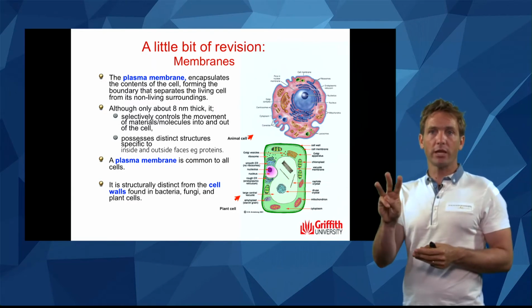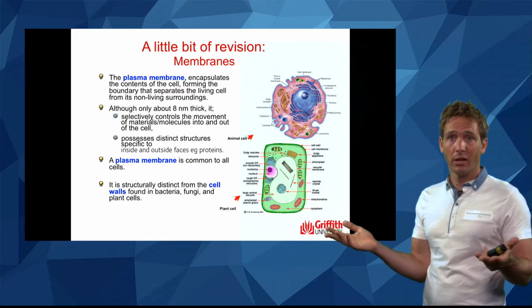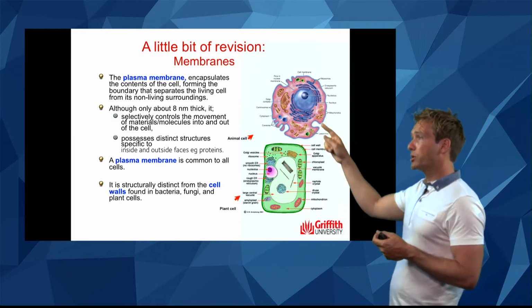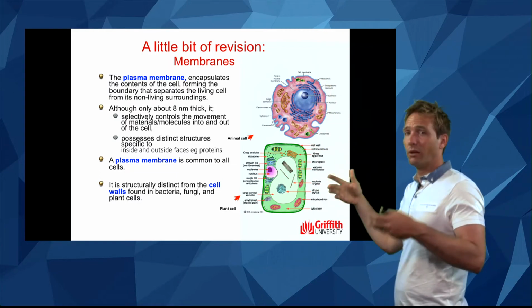Now remember that cell membranes are common to bacteria, so the prokaryotes, and the eukaryotes, and it's one of those 3 things that are consistent to both prokaryotes and eukaryotes and all cells: they have these cell membranes. You can see the animal cell up the top here has a cell membrane, and this plant cell has a cell membrane.